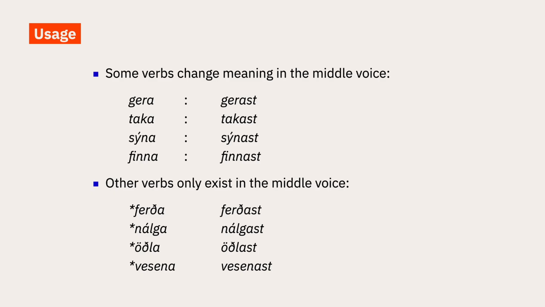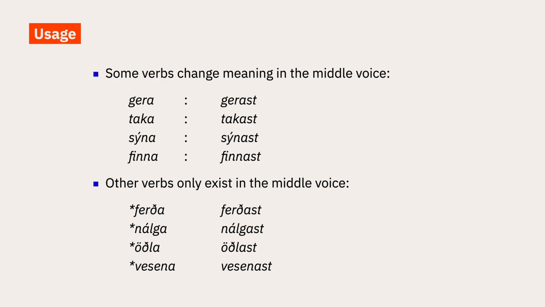Some verbs change meaning in the middle voice. They either get a nuanced distinction, or maybe they have a meaning which seems quite far removed from the original meaning. Let's take a first example. Gera, to do. Gerast, to happen. And we can maybe see the link there, because gerast, to happen, you could think, in the passive voice might be to be done. Something is being done. It might not be being done by someone. It might be spontaneously doing itself. And that's what happen means, isn't it, really?